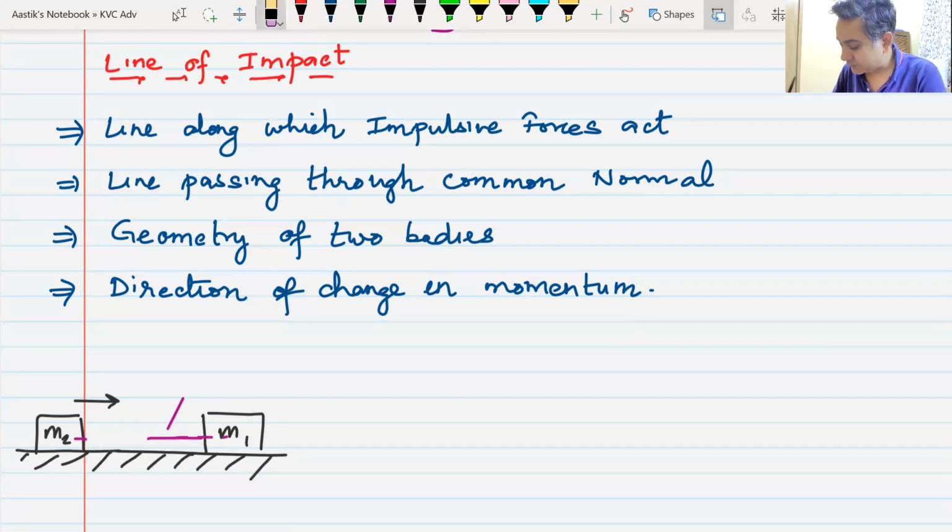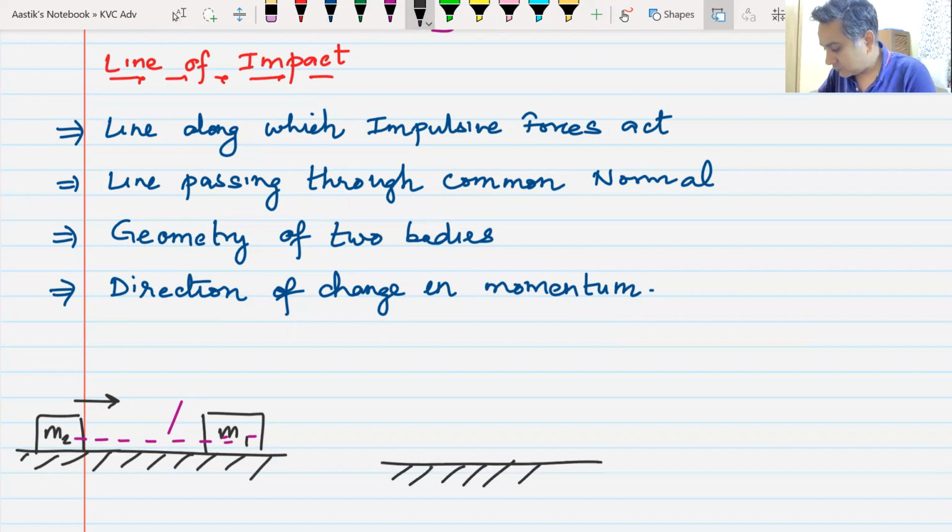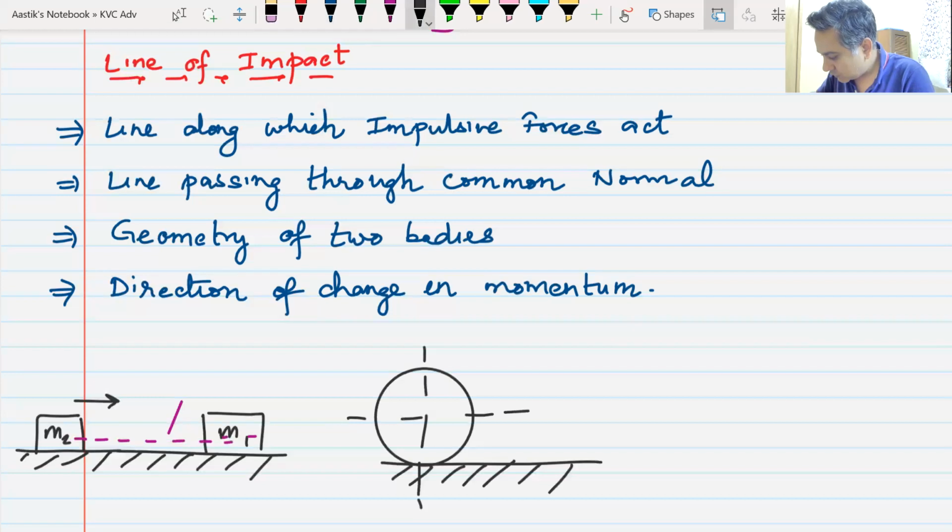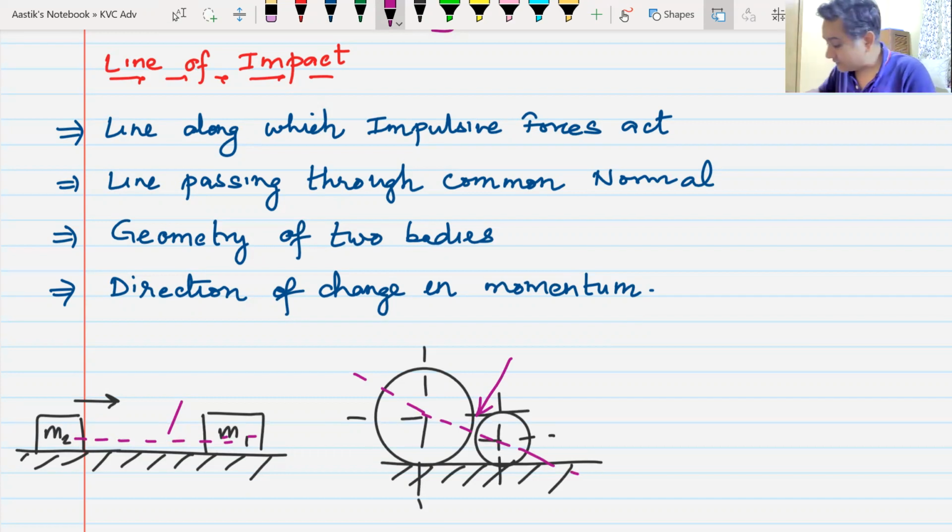Let me just take this off. Draw it not as a bold line, but as a hash line. So this line of impact would be like this. Now, let us say the case of this big ball colliding with a smaller ball, where will the line of impact be? It will be along the common normal. Do we understand this? Yes, sir. This would be the line of impact. We understand this? Yes, sir.